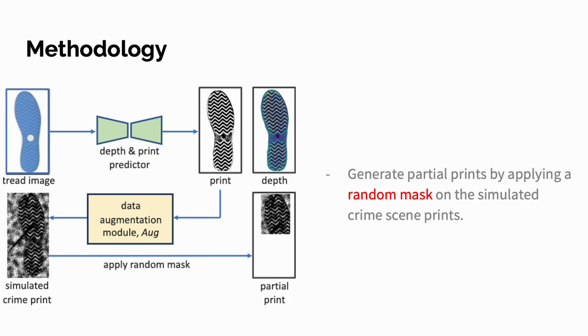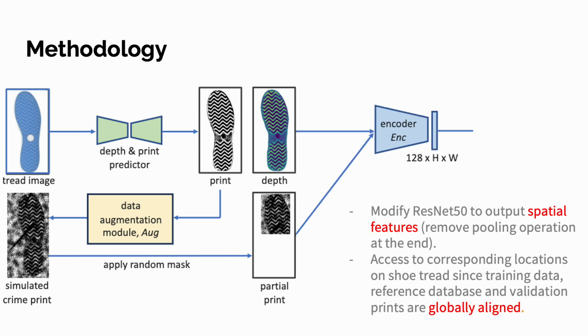Next, we apply random rectangular masks on our simulated prints to mimic real crime scene prints, which are often only partially visible. Our encoder generates feature representations for both thread depth maps and shoeprints. The encoder is a modified ResNet-50, where the last pooling operation has been removed to output spatial features. The spatial features allow access to different coarse locations on the thread depth maps and shoeprints.